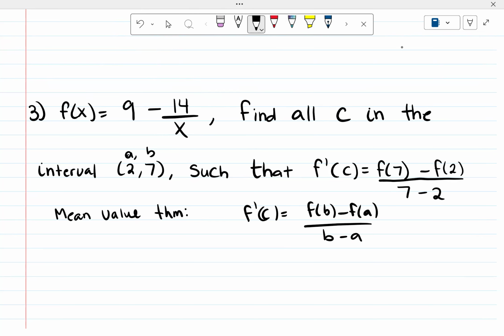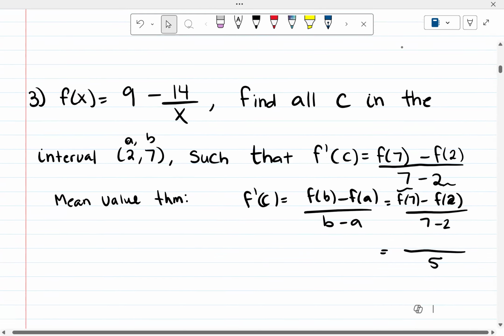So let's try that. Do we have everything we need? Not quite. When you put this in, our B is 7, so it's going to be f of 7 minus f of A, which is f of 2. And on the bottom, it's B minus A, so it's 7 minus 2. 7 minus 2 is 5, but I don't know what f of 7 is, and I don't know what f of 2 is, right?